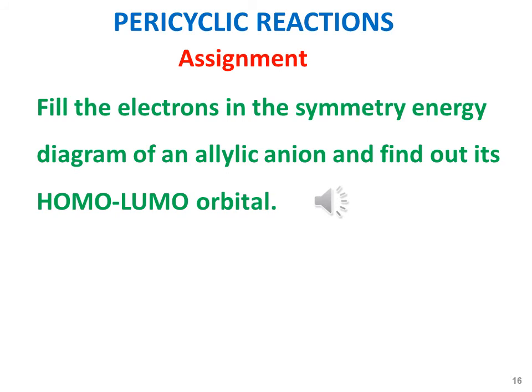Now it's time for the assignment. Fill the electrons in the symmetry energy diagram of an allylic anion and find out its HOMO-LUMO orbitals. You have to inform me what will be its HOMO and what will be its LUMO orbital in terms of psi1 and psi2 and so on. I am giving you the hint that the allylic anion possesses 4 electrons that should be distributed among the different bonding and anti-bonding molecular orbitals.